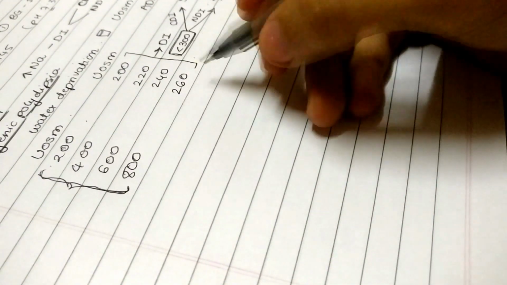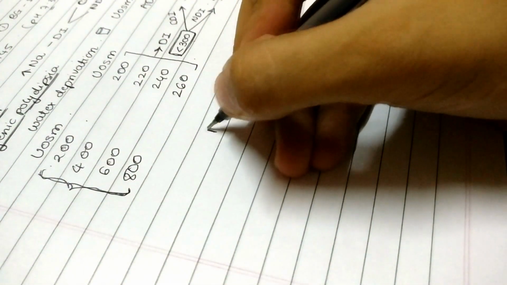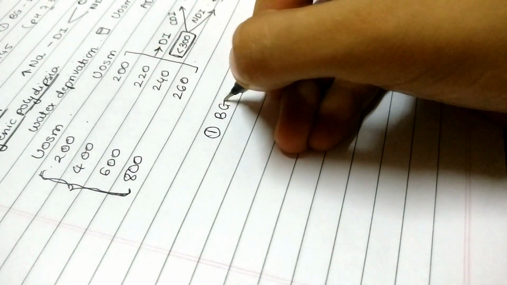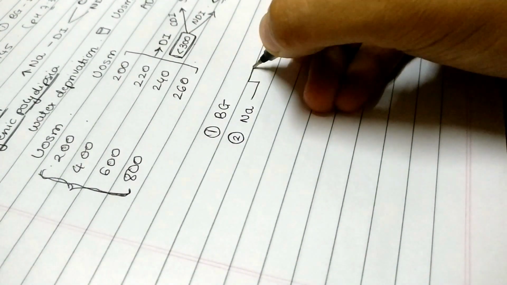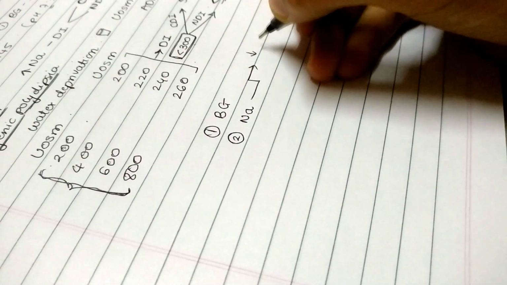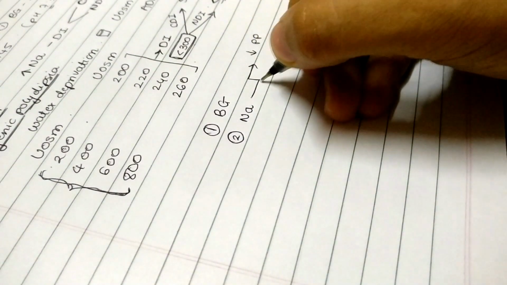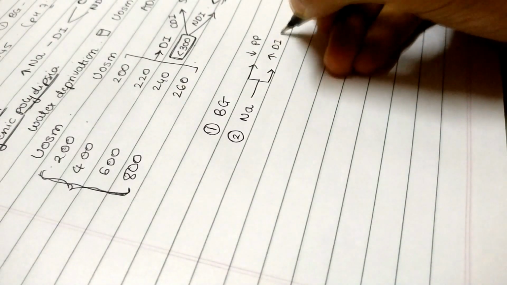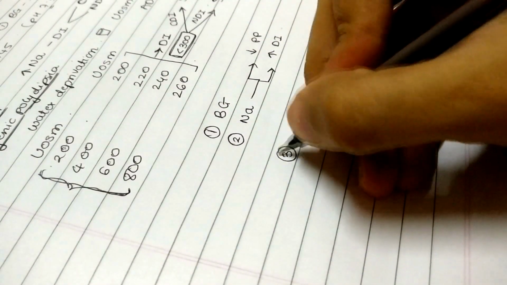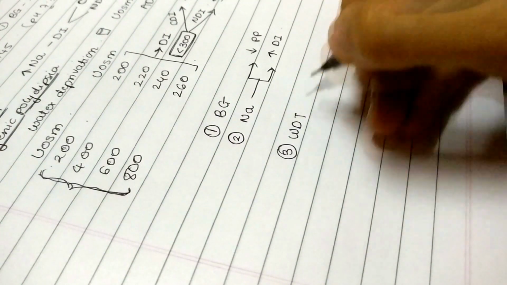So a quick revision: first, you check the blood glucose levels. Second, you check the serum sodium levels. If it is decreased, it is psychogenic polydipsia. If it is increased, it means it is diabetes insipidus. Then you do a water deprivation test.